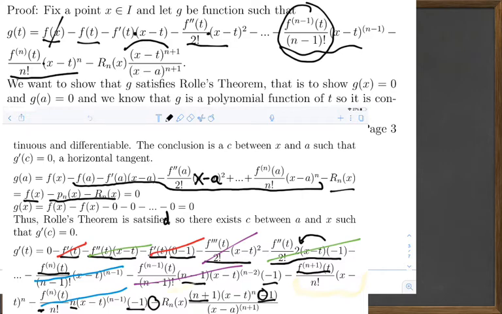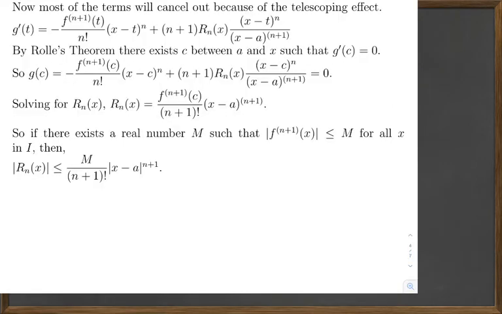So that's our telescoping effect. All right. So now most of the terms will cancel out because of the telescoping effect. So g prime of t is equal to negative (n plus 1)th derivative of f at t over n factorial times (x minus t) to the n, plus (n plus 1) times the nth remainder times (x minus t) to the n over (x minus a) to the n plus 1.